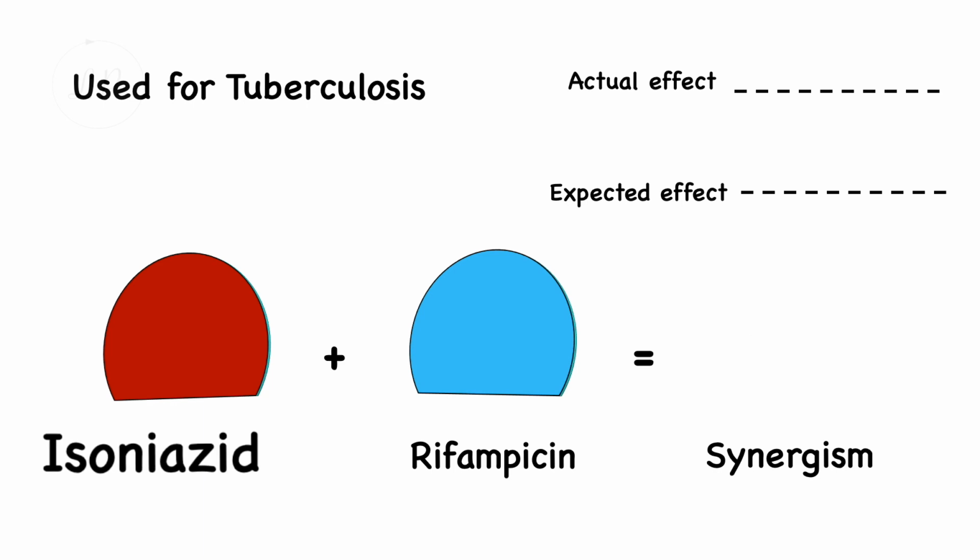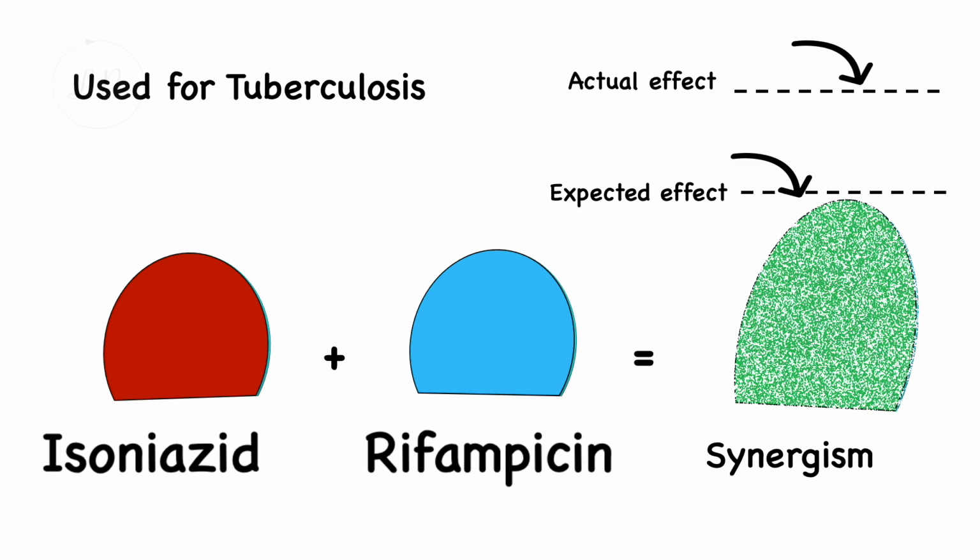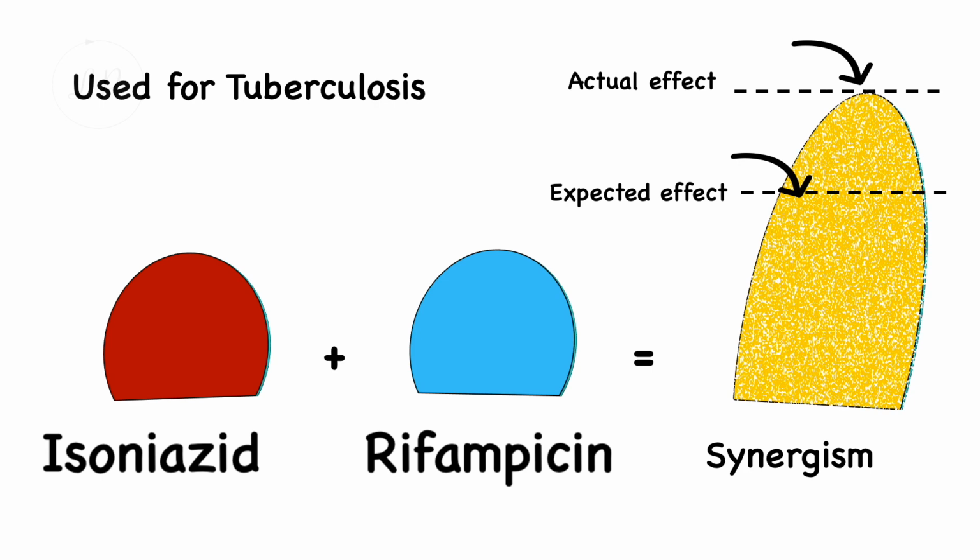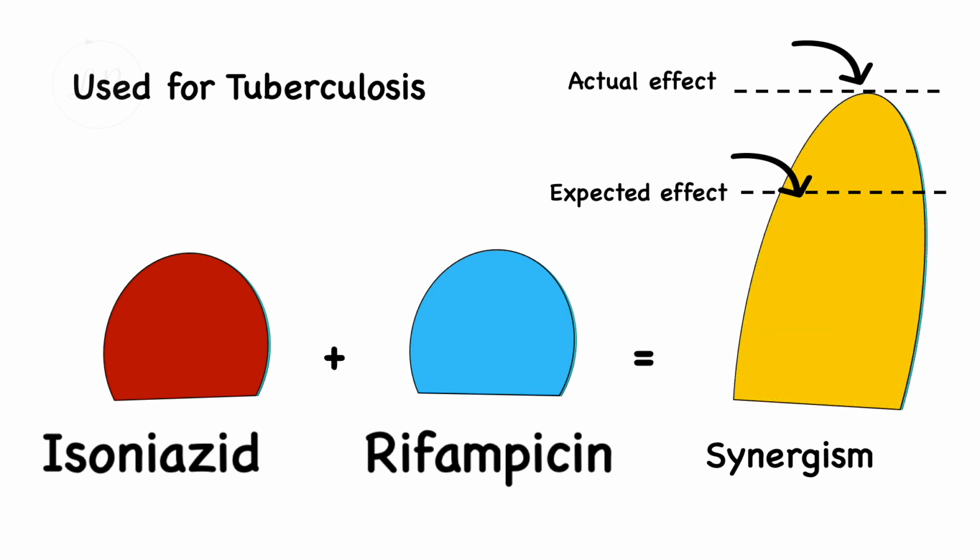Isoniazid and rifampicin are bactericidal antibiotics used for the treatment of tuberculosis. Their combination exhibits highly beneficial synergic effect.